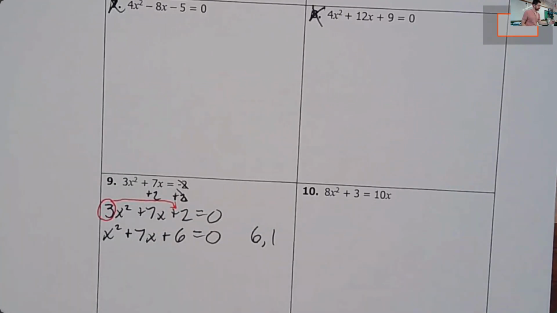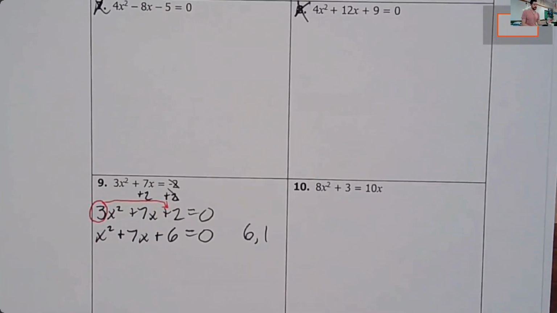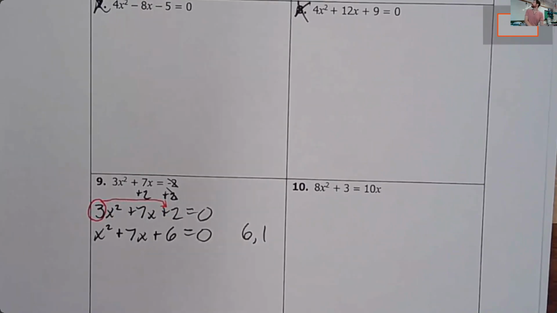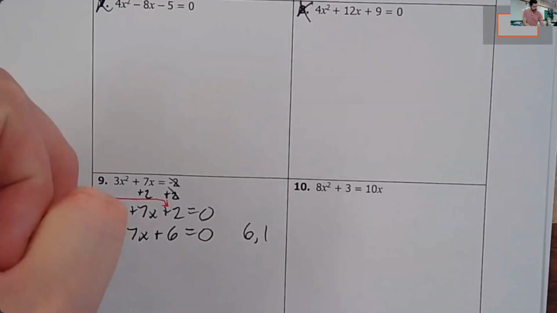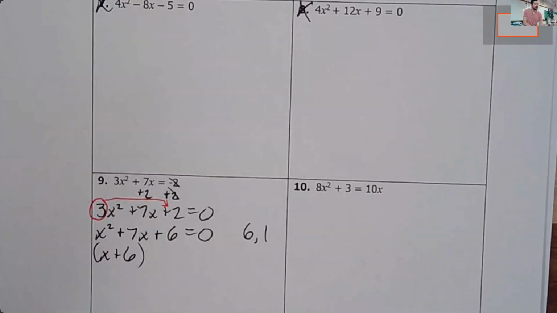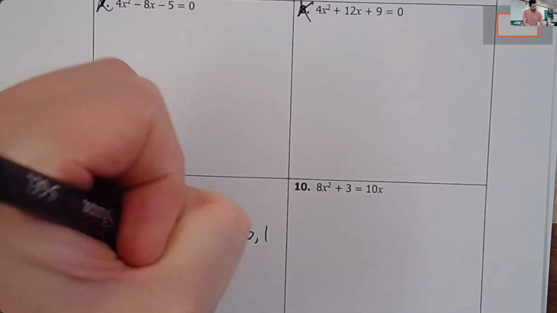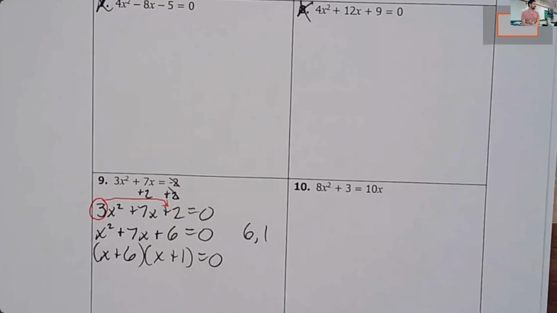Let's see. Saul, what's the next line going to say? Good. So x plus 6 times x plus 1 equals 0. All right. And then after that, Gabriella, what do we have to do next?